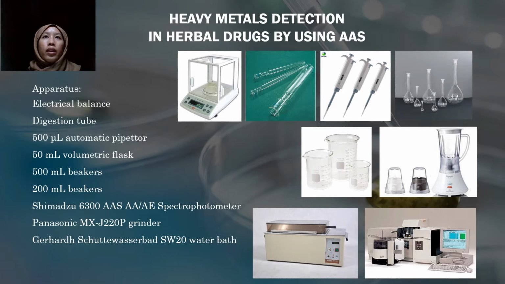Okay, first of all, this procedure is based on heavy metal detection in herbal drugs by using an AAS experiment. So the apparatus needed for this experiment are an electrical balance, digestion tube, 500 microliter automatic pipette, volumetric flask, beakers, grinders, water bath, and Shimadzu 6300 AAS.